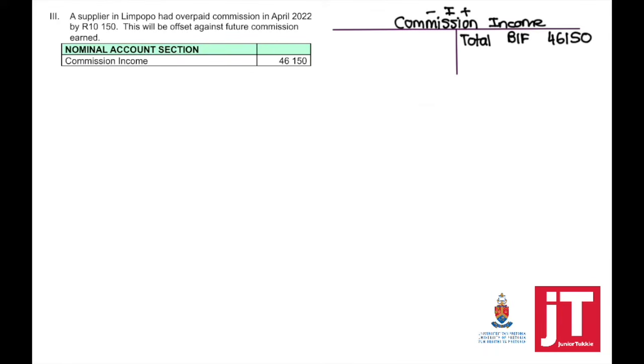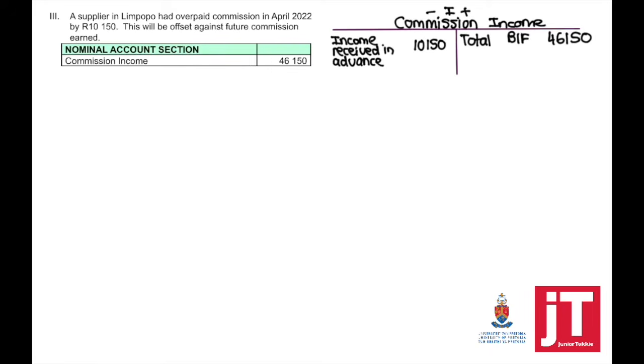Third adjustment, a supplier in Limpopo had overpaid commission in April 2022 by 10,150. This will be offset against future commission earned. So what is happening here? If we've been overpaid in April, this means that we've received an income in advance because it says there, this will also be offset against future commission earned. This means this doesn't form part of our income for this accounting period.